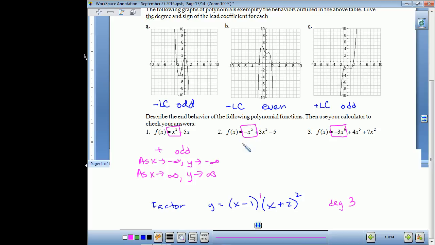Okay? This one is negative and odd. So it's going to swap. As x approaches negative infinity, y approaches positive infinity. As x approaches positive infinity, y approaches negative infinity. And this one's negative and even. So both ends are doing the same thing, so I'm going to cheat and write it in one line. As x approaches positive or negative infinity, what's y going to approach on this one? Negative infinity.